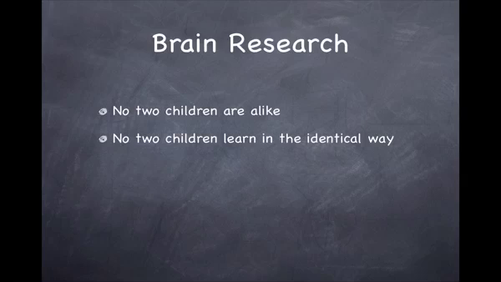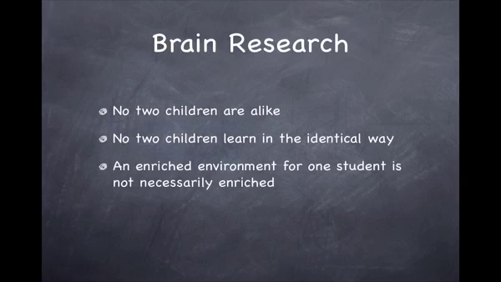Let me start by explaining some things that are showing up in some brain research that's being done. No two children are alike. If you've got more than one child, I know you know that already. You stick 30 kids or even 20 kids in a classroom, they are all going to learn differently. They don't learn in the identical same way. What might be an enriched environment for one student is not necessarily an enriched environment for another student.